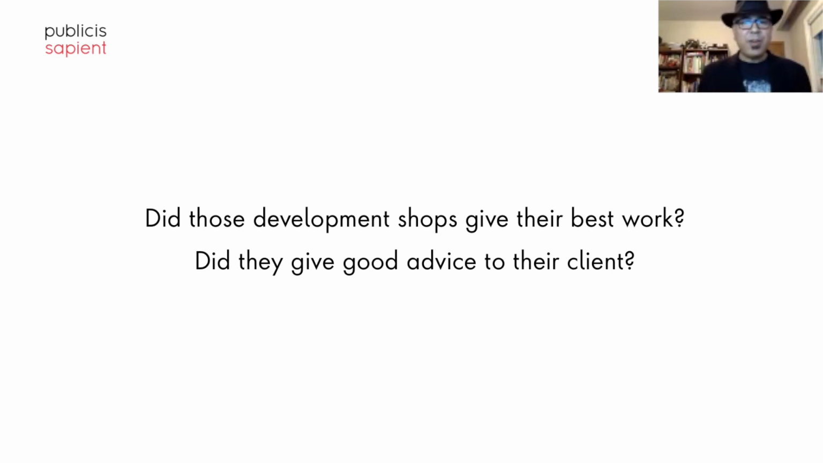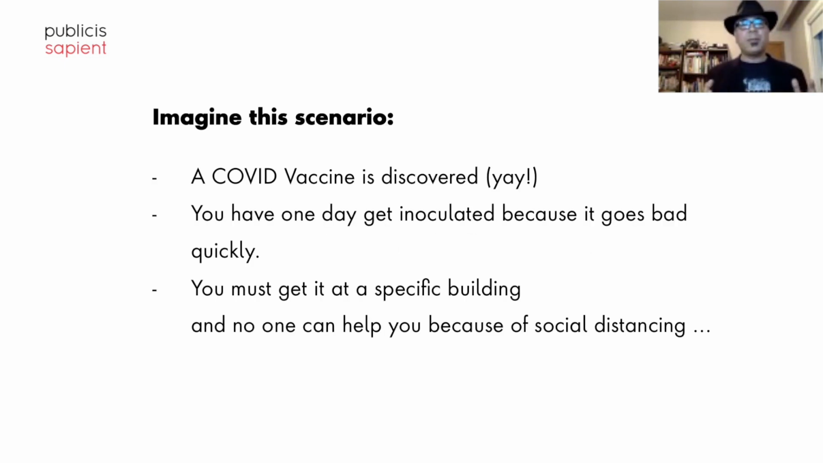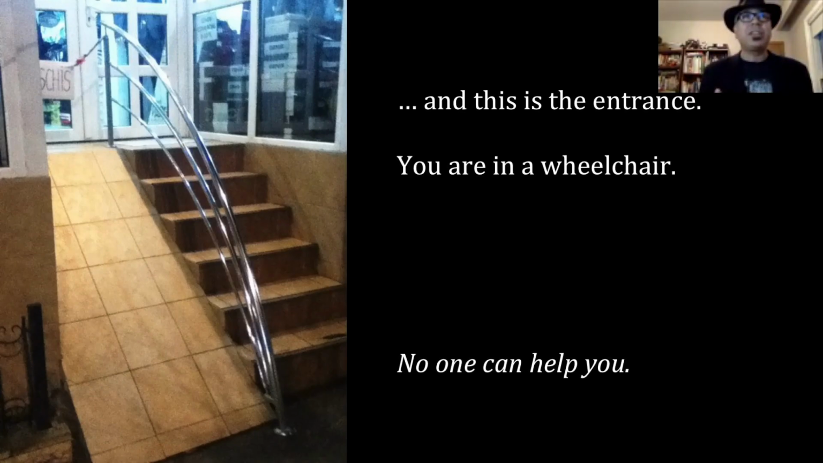It's very well to talk about accessibility from an academic standpoint, but I want to give a few examples that are very current today. First example, a COVID vaccine. Let's say it was discovered, and I'd love that to happen because I'm sick of being at home all the time. Now, you are told that you have 1 day to get inoculated because it goes bad very quickly, and you must get to a specific building, and no one can help you because of social distancing. Now think about this. You are in a wheelchair and this is the entrance. Reminder, no one can help you.